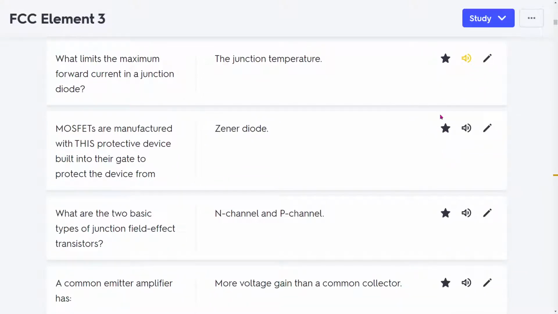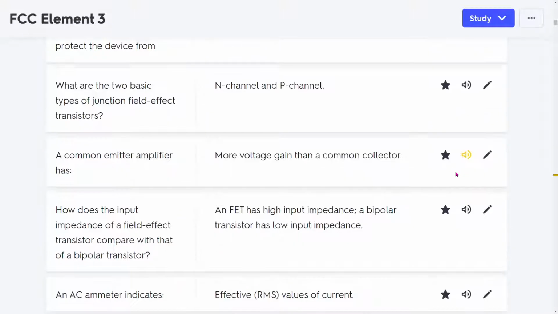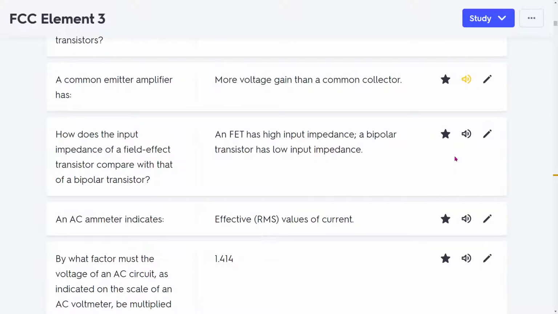The junction temperature. MOSFETs are manufactured with this protective device built into their gate to protect the device from static charges: Zener diode. What are the two basic types of junction field effect transistors? N-channel and P-channel. A common emitter amplifier has more voltage gain than a common collector. How does the input impedance of a field effect transistor compare with that of a bipolar transistor? An FET has high input impedance. A bipolar transistor has low input impedance.